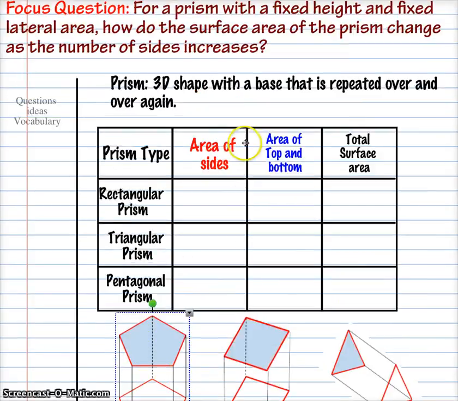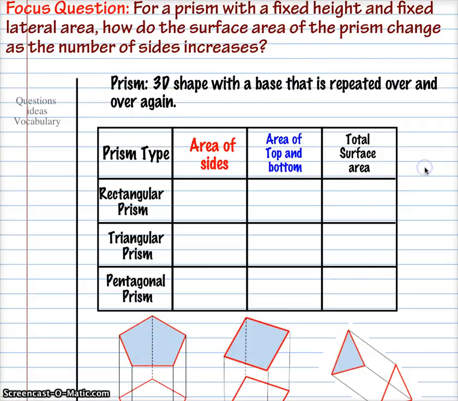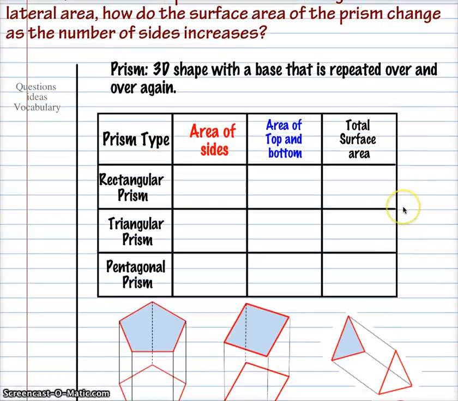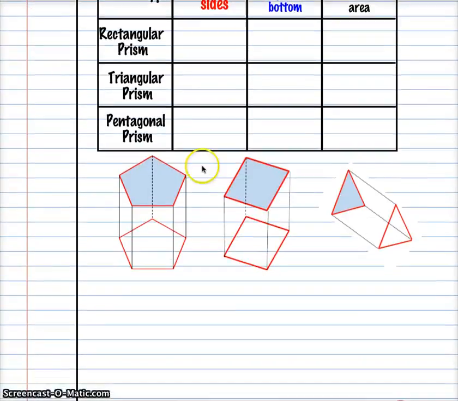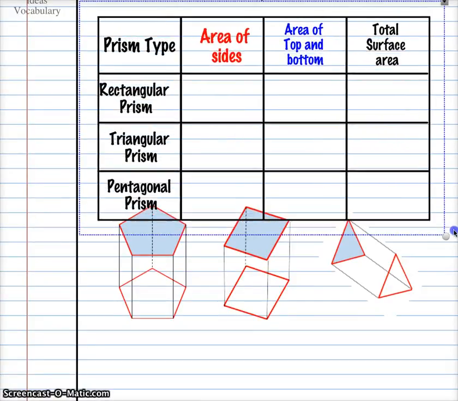So a prism is a 3D shape with a base. This is my base, what I have in blue, that's repeated over and over again. Okay, and now we're going to figure out how to find the surface area of these items. Okay, so when I see these shapes, what you're going to do is copy down this table. There is no lab sheet for this one, so I had to make this, so you're going to have to copy this into your notebook.